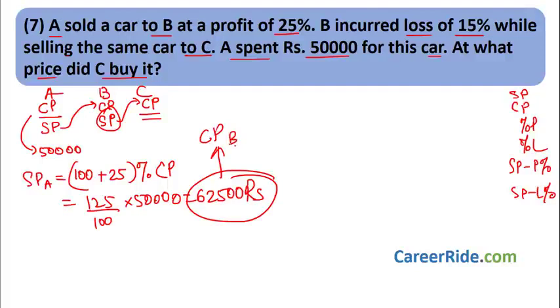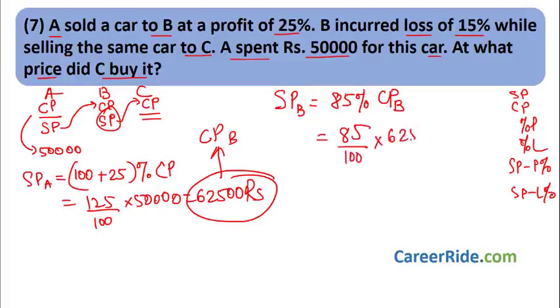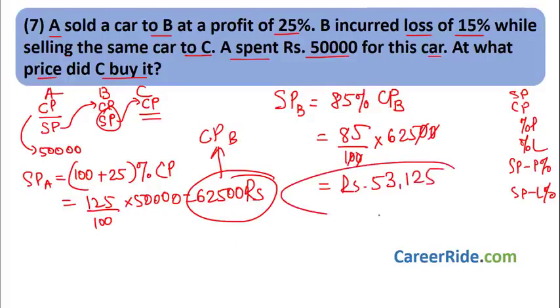Now let us see what they have given. B incurs a loss of 15% while selling the same car to C. That means B sells the car to C at what price? Selling price of B is nothing but, since B incurs a loss, it would be 100 minus 15%, that would be 85% of the cost price for B. At what price B bought it? It is simply 62,500. Okay, and the answer to this would be rupees 53,125.